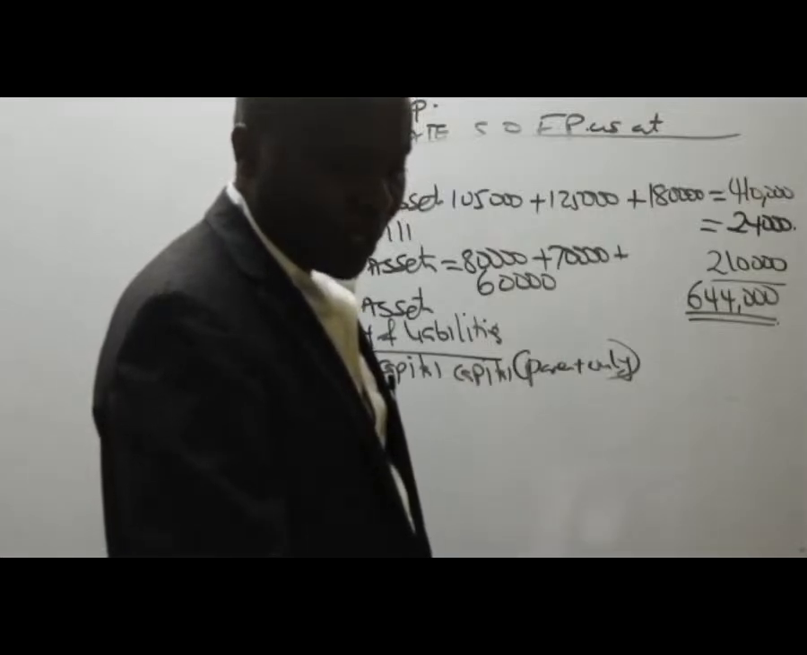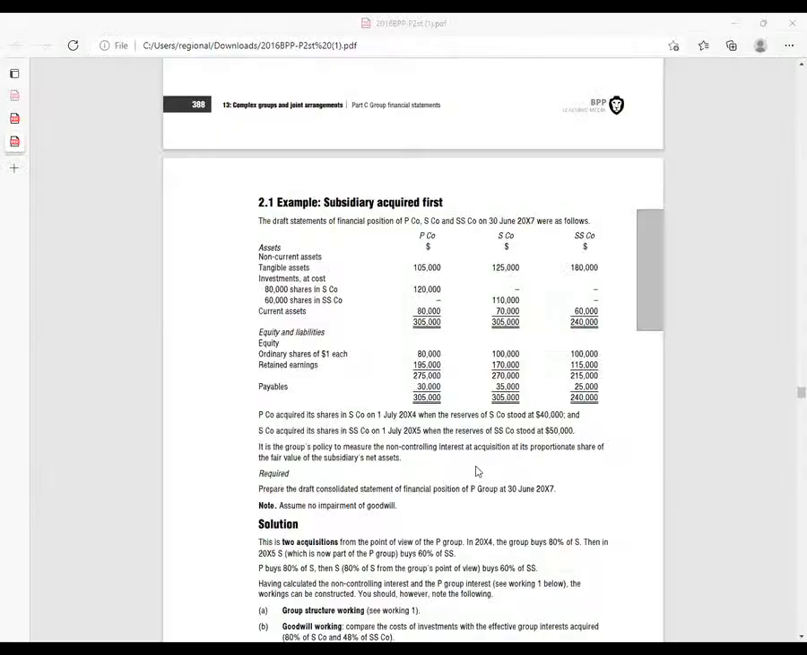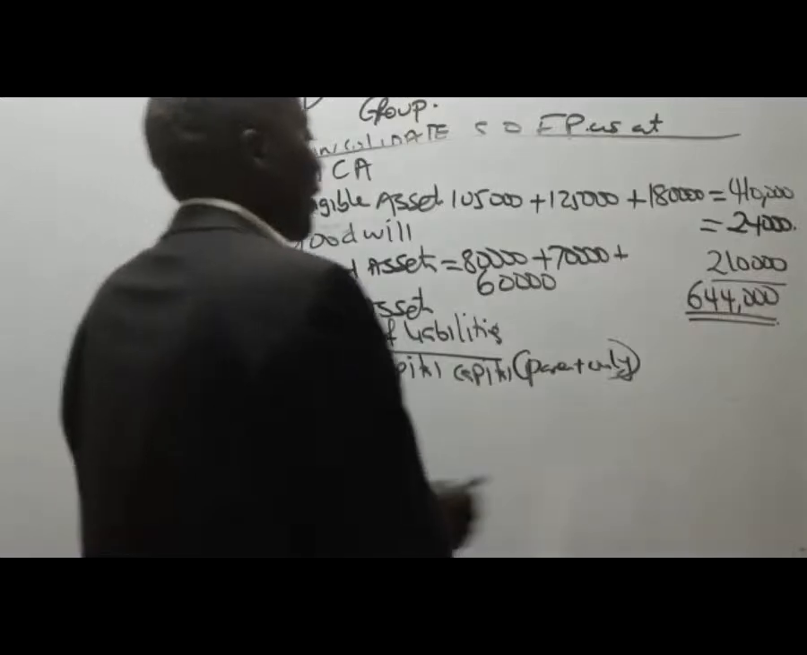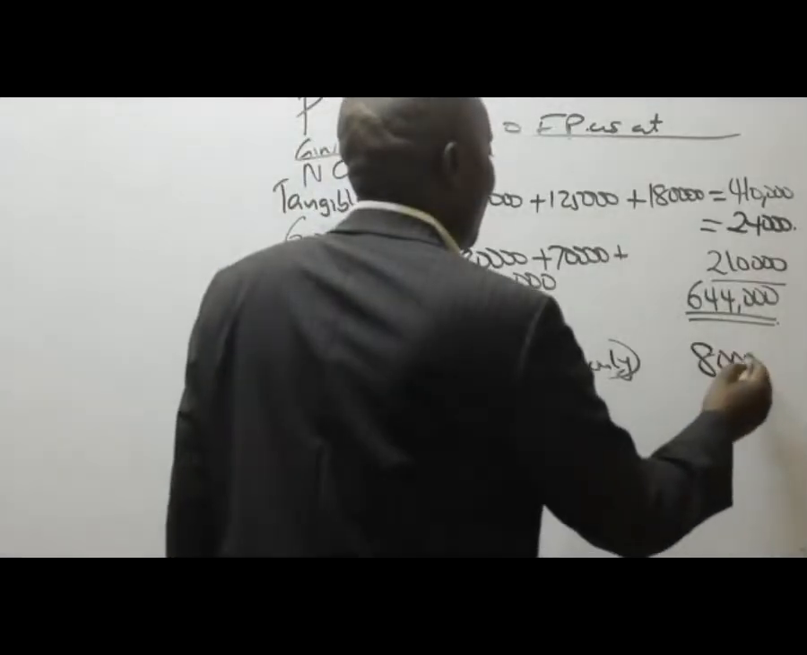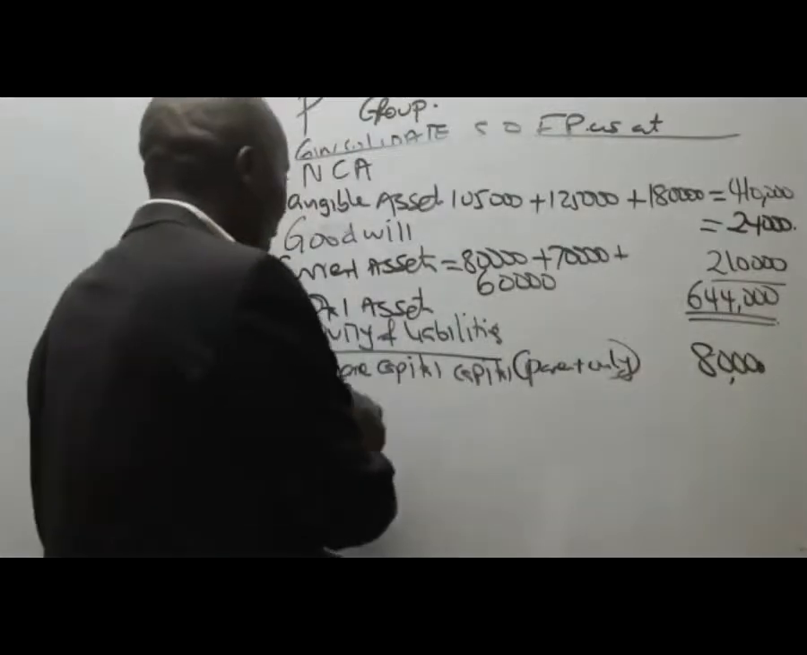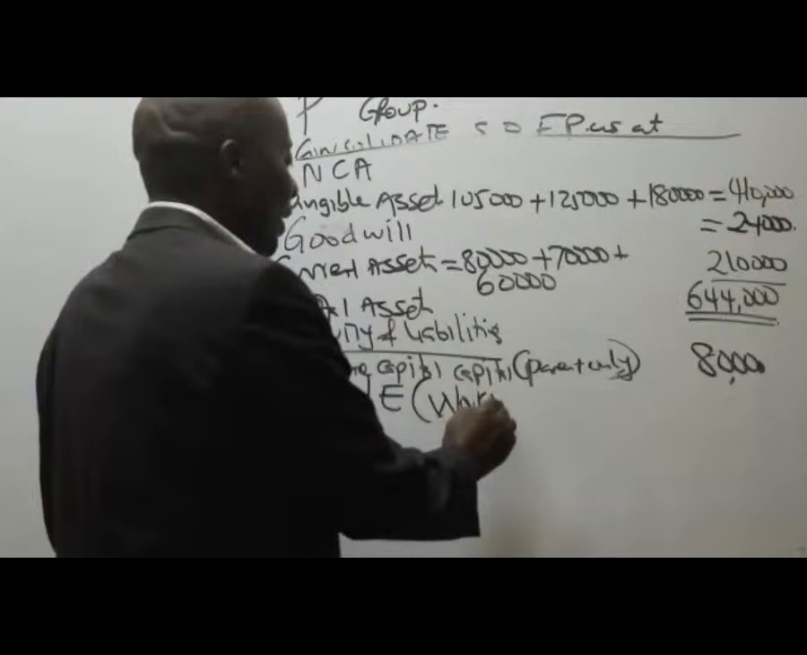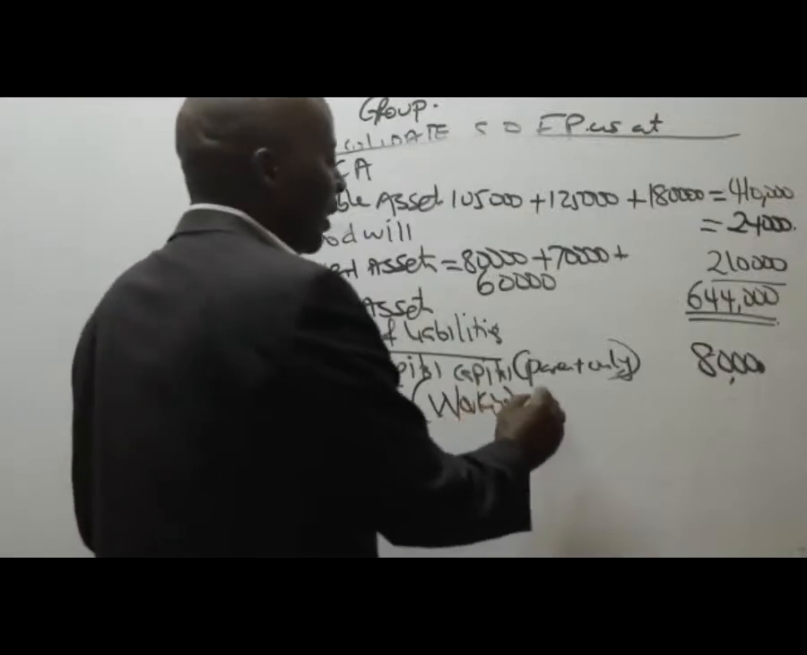If you look at the one of the parent here, you can see the equity ordinary shares, 80,000. That's what we pick, parent only, 80,000. Now, ladies and gentlemen, apart from this share capital, do we have any other thing? Yes, the retained earnings. Retained earnings, the balancing figure.